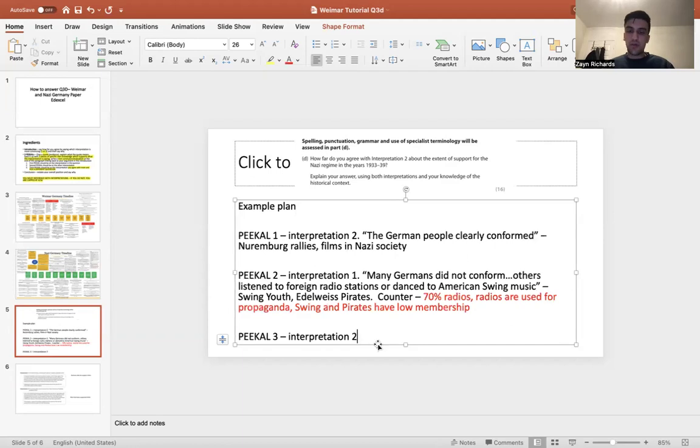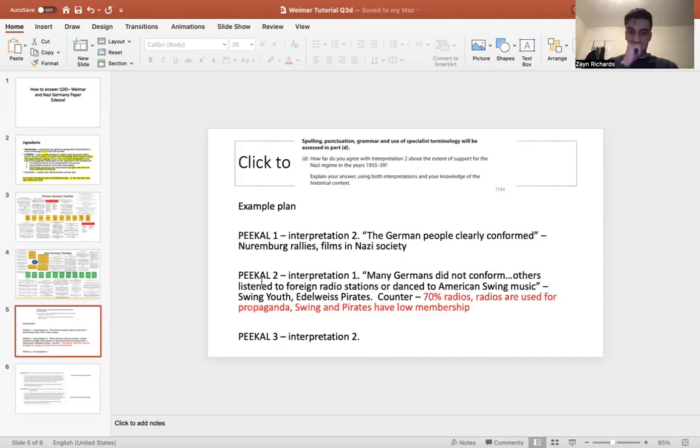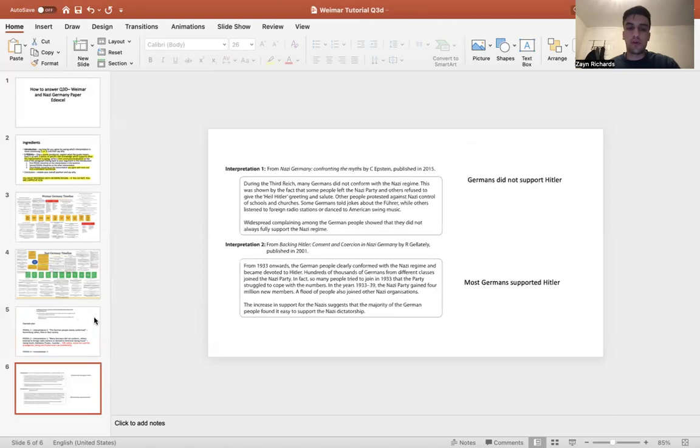Okay, and for interpretation two, you pick a different quote. So you're going to write another paragraph, but you pick a different quote. In the exam, if you're running out of time, just make sure you've got PCal 1 and PCal 2 done. PCal 3 is not optional. If you want the top marks, you do need to do it. But if you are running out of time in the exam, you can still get a very, very solid mark without it.